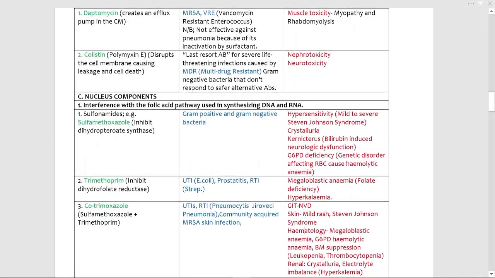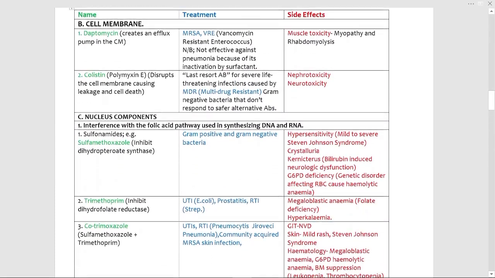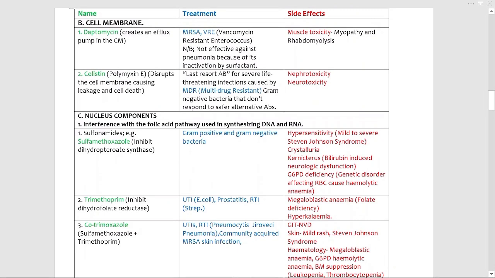I think if you just look onto this table, you easily have a clear summary on what you have to know when it comes to antibiotics that interfere with the cell membrane and that interfere with the folic acid pathway. Thank you for this session.